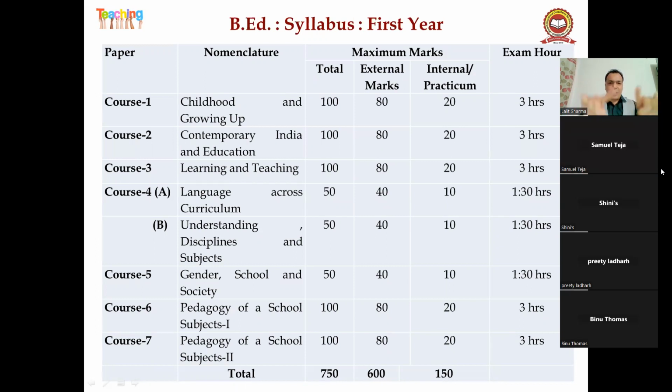So guys, this is the syllabus of the first year. First of all, these are the 7 papers in your syllabus, and you have to give these 7 papers in the next year. Childhood and growing up: the paper is of 100 marks, but you have to attempt 80 marks, with 20 marks of internal assessment, right guys? First I will show all the 7 papers, then I'll discuss last year's question paper, how the paper comes, right guys?